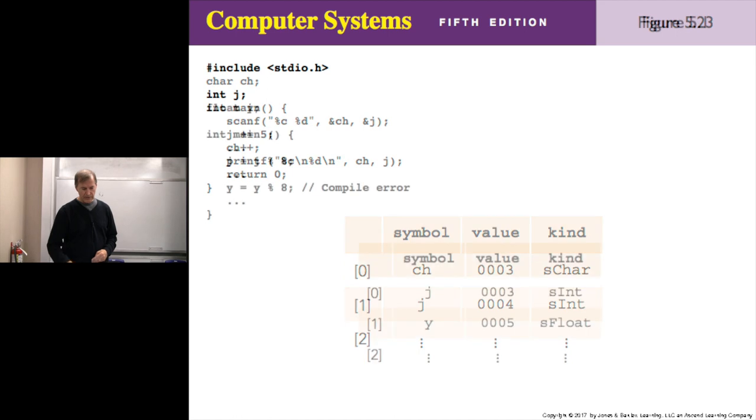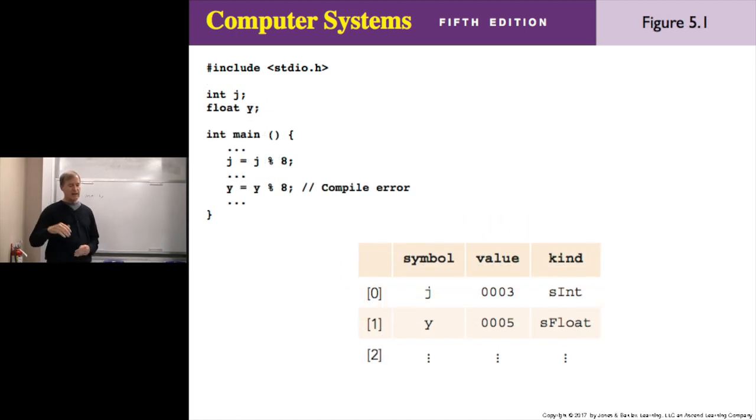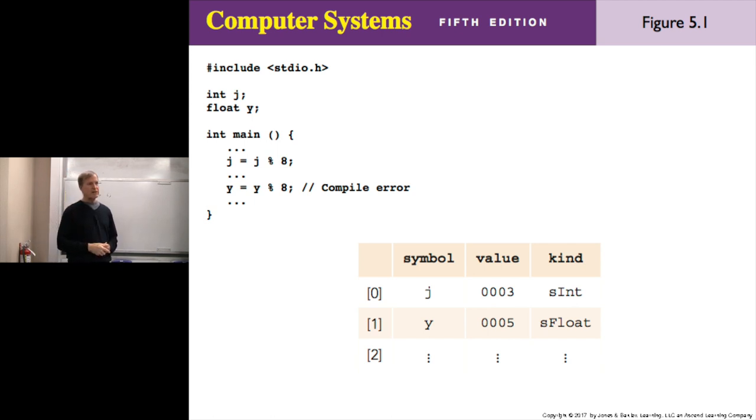So now here in the next figure is a hypothetical program. Suppose we had int J and float Y. So float means what? Floating point. So it has a decimal point. So now can you take the mod of an integer? So if you say j gets j mod 8, is that legal? Yeah. That's legal. But what is mod? It's the remainder when you divide by 8, right? But a floating point value, you can't. That's illegal.